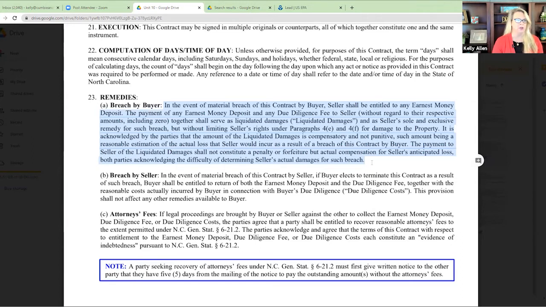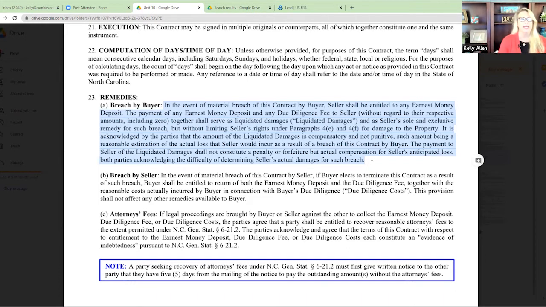The payment to seller of the liquidated damages, see that term is used a lot of times, it's important, of the liquidated damages shall not constitute a penalty or forfeiture, but actual compensation for seller's anticipated loss. Both parties acknowledging the difficulty determining seller's actual damages for such breach. That's all the seller gets. So when you are meeting with a seller on a listing presentation, you need to help the seller understand that that is the case, that they will not be able to sue the buyer for extra damages.